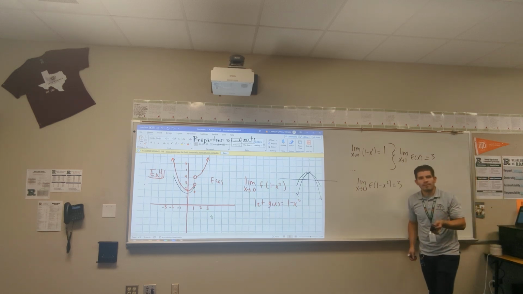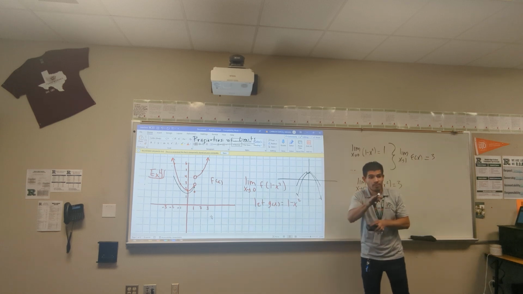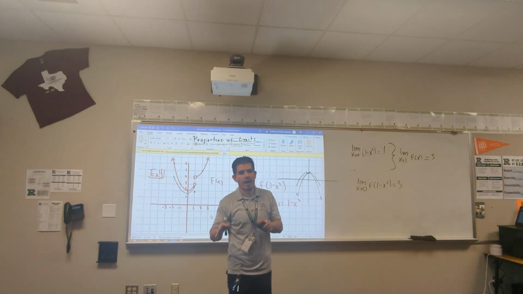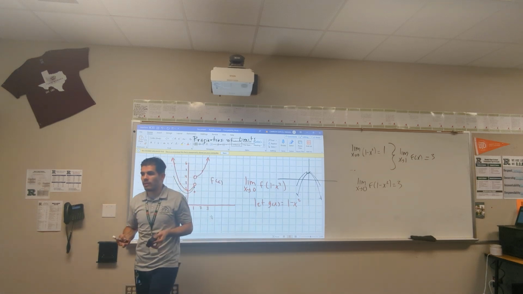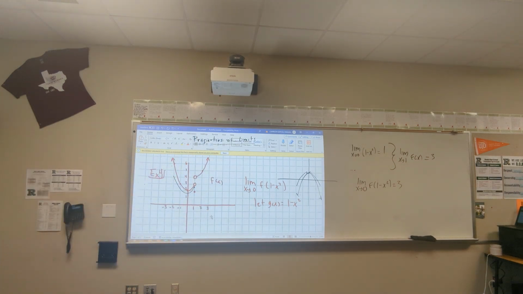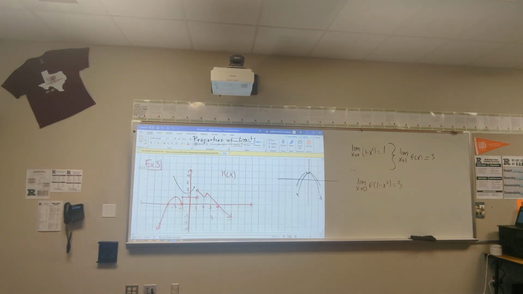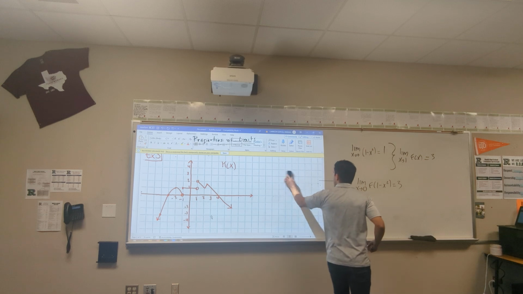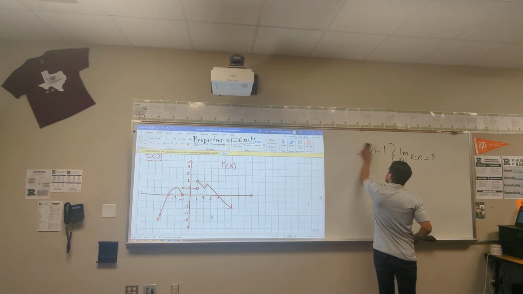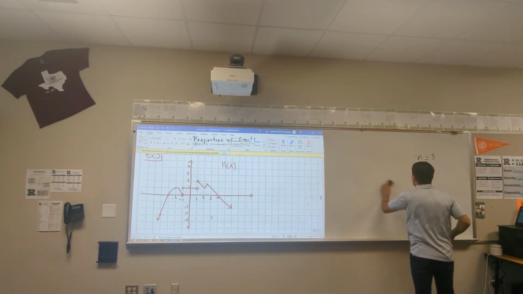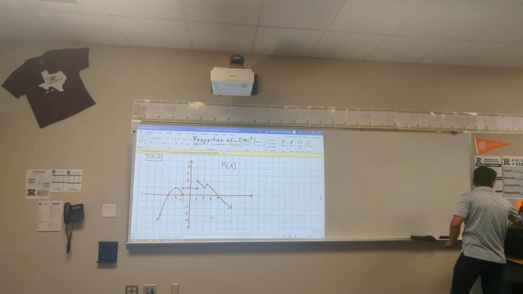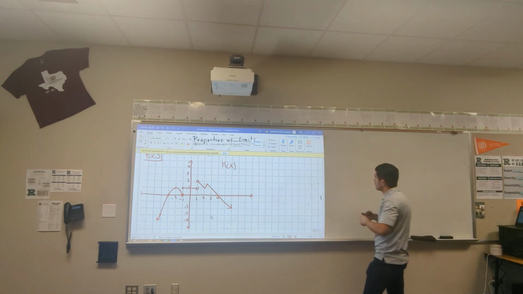What I want to close out with today is I want you to try one on your own. Okay? I'm not gonna do anything. You try it. I'm gonna give you a graph and I'm gonna ask you 3 different limits and see if you can get them. Cool? All right. Here's the graph that I want you to utilize. And here's the 3 limits that I want you to find.